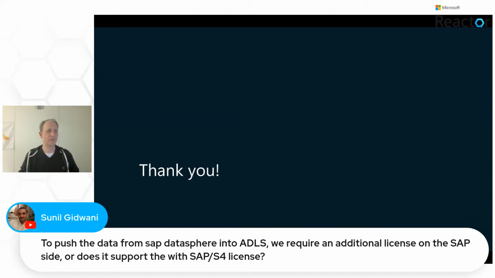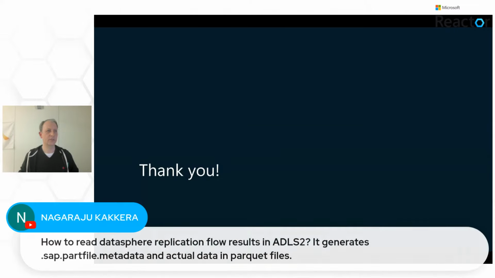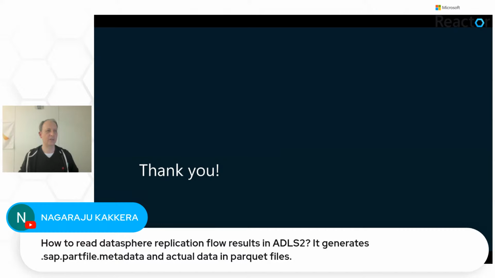How to read Datasphere replication flows in ADLS Gen 2. It generates a metadata file and actual data files in Parquet. Yeah, the actual data files land in Parquet format. That's true, and you can use a notebook on the Fabric side. So, right, you have ADLS Gen 2. You create a shortcut from your Fabric OneLake, and you can create a notebook which reads these files and transforms them or merges them with a sync table in OneLake. That's how you would do that.